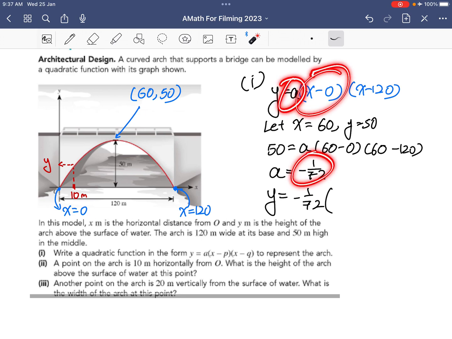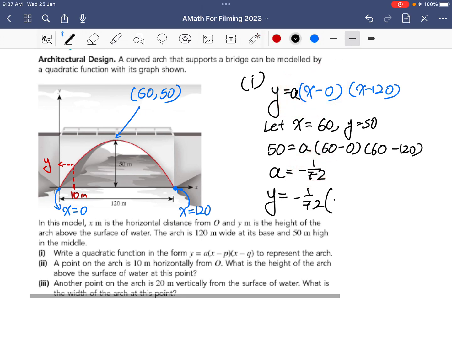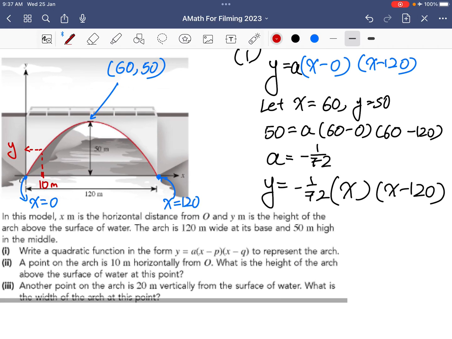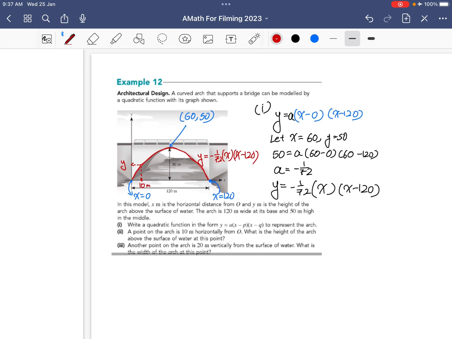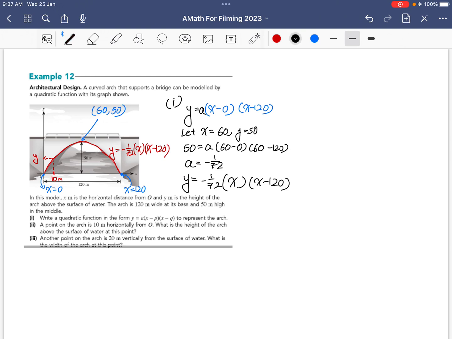So this is here. x minus 0 can be simply written as x, then times (x minus 120). So that is part 1 on how I found the function to represent the arch. If you want to see how this relates to the diagram, this arch over here is represented by this equation or function, just like this. That is part 1.